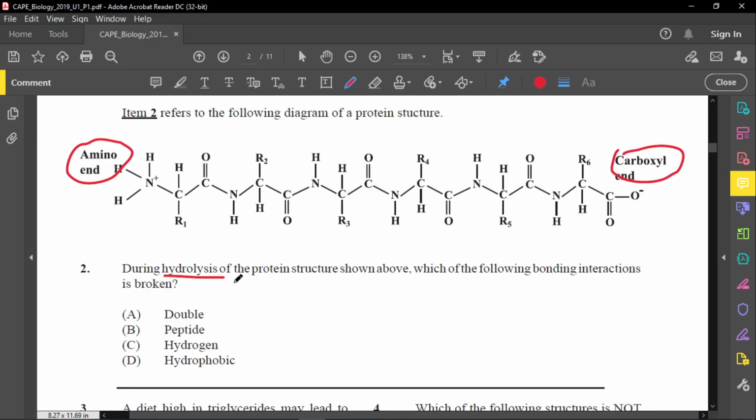So, along with this concept, what you also need to remember is that the amino acids are joined together by what are called peptide bonds. And so to break the protein structure into various amino acids, you must break the peptide bonds. And so the bonds that will be broken here will be what? The peptide bonds. All right, so question number 2, the answer is B.